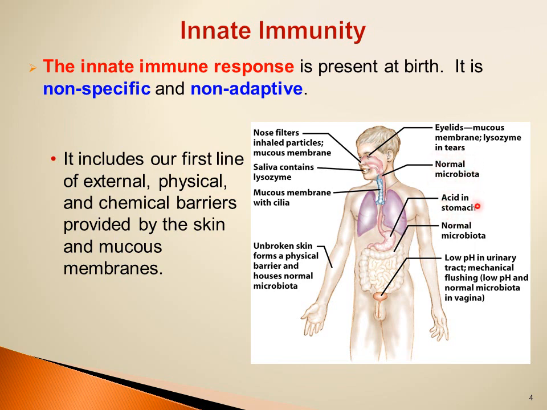Acid in the stomach, the low pH, less than 2, can kill bacteria. Also, the normal microbiota in the large intestine compete with the pathogenic bacteria for the place where to survive. The low pH in the urinary tract and the mechanical flushing will help in protecting against UTI and inflammation of the vagina.